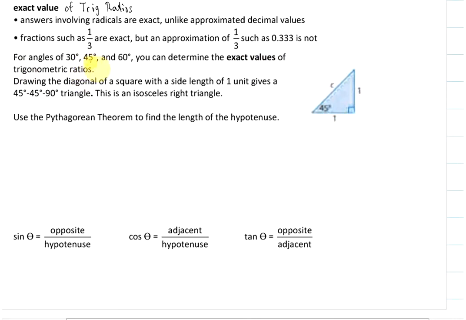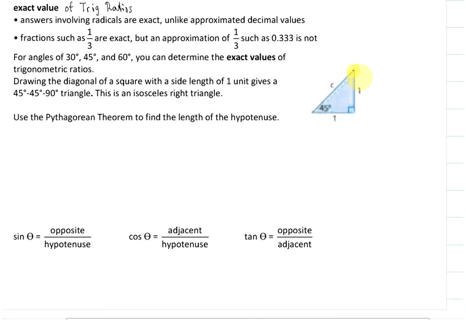The first one we're going to take a look at is 45 degrees, and the way we're going to work this out is by drawing the diagonal of a square with a side length of 1 unit, because what it will do is give us a 45, 45, 90 triangle. And this is an isosceles right triangle. Isosceles meaning that two of your sides are the same and one of your angles is 90 degrees for the right angle.